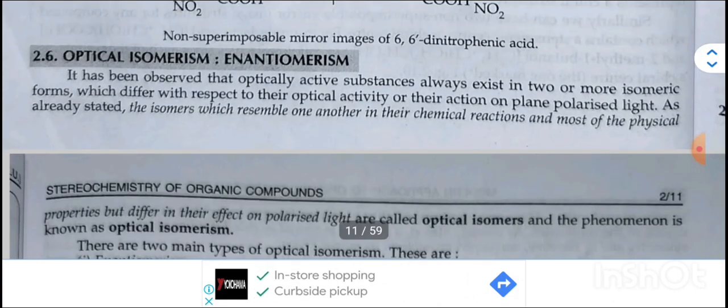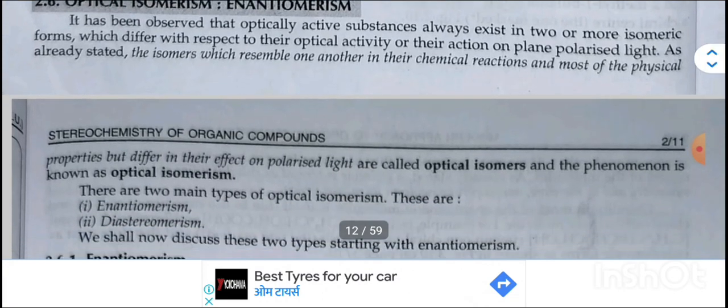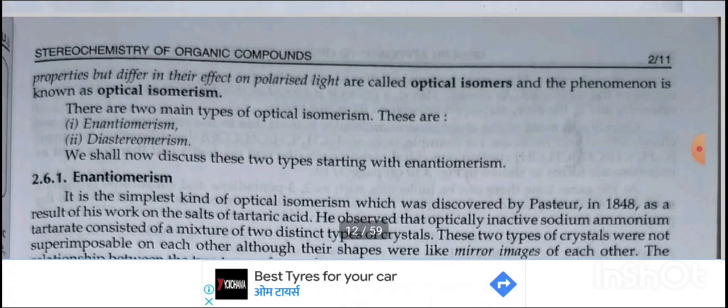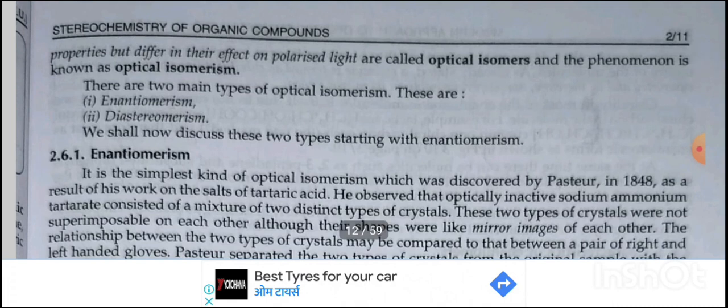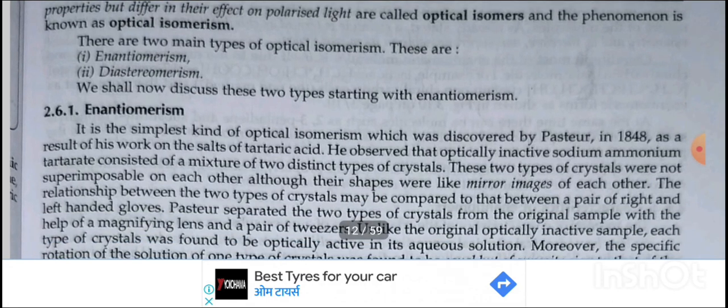Optical isomerism. It has been observed that optically active substances always exist in two or more isomeric forms which differ with respect to their optical activity, or action on plane polarized light, as already stated. The isomers which resemble one another in their chemical reactions and most physical properties but differ in their effect on polarized light are called optical isomers, and the phenomenon is known as optical isomerism. There are two main types of optical isomerism: enantiomers and diastereomers.